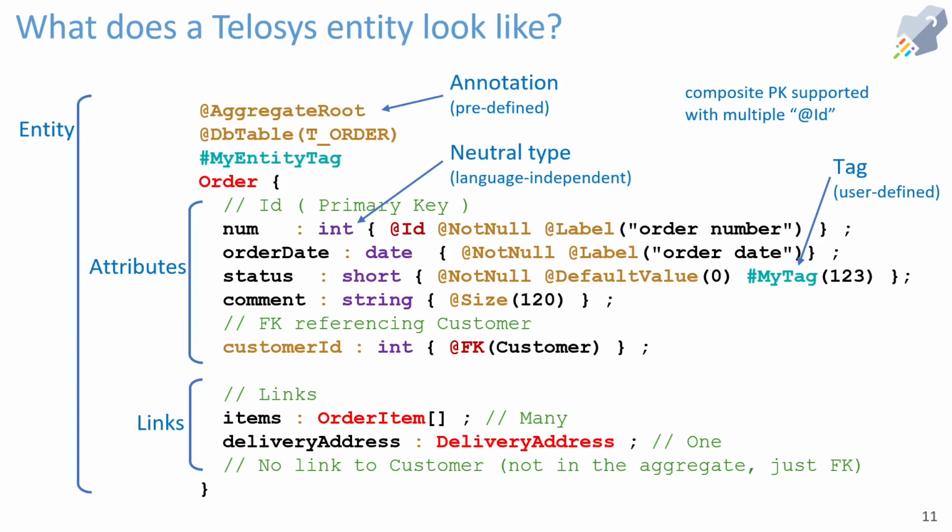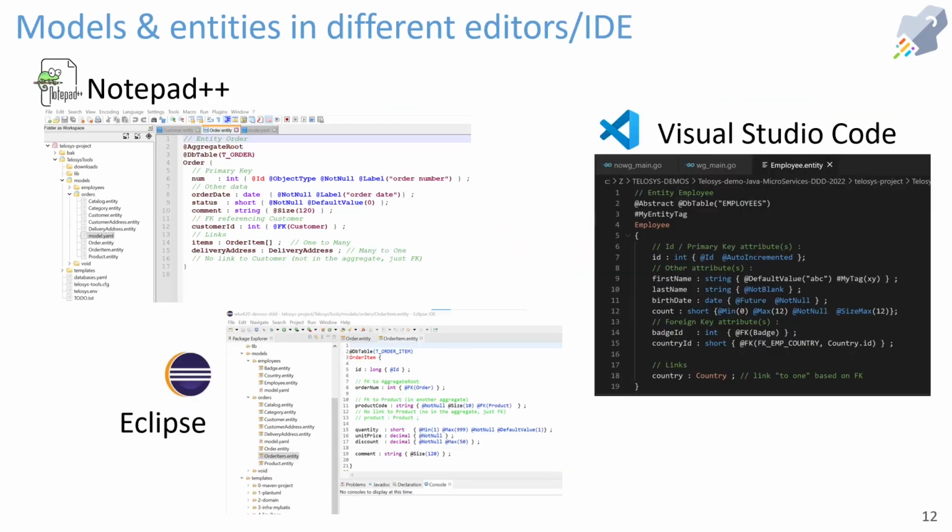And to be able to adapt to all special cases, you can also use the tags. A tag is a user-defined information. So you can use any word starting by the sharp character, and if necessary, a tag can contain a value enclosed in parentheses. And now I will show you an example of a model in a basic text editor.